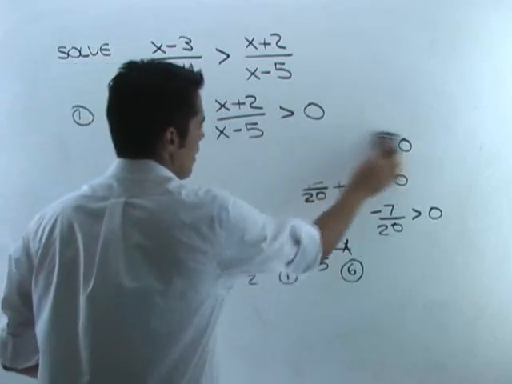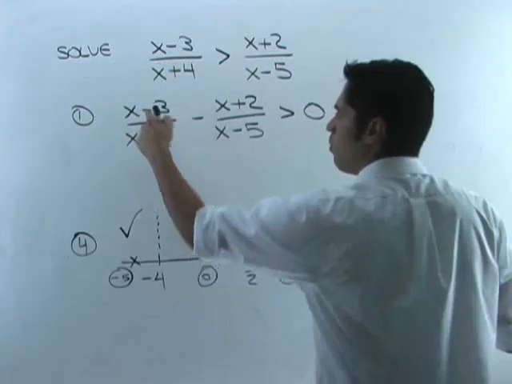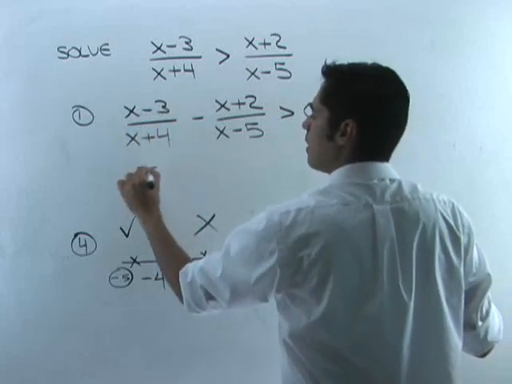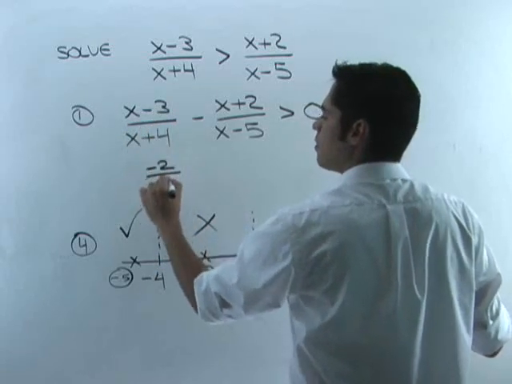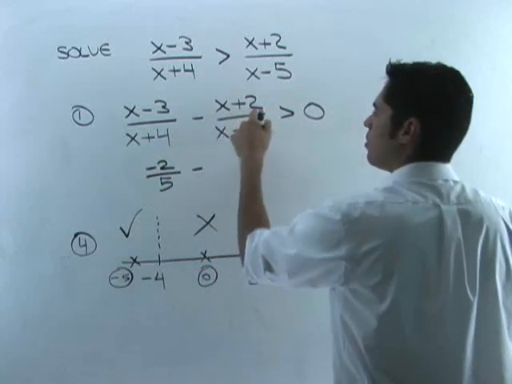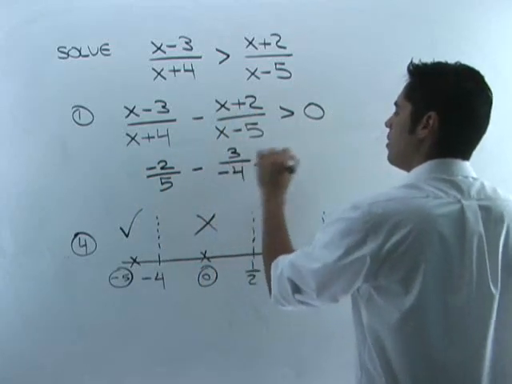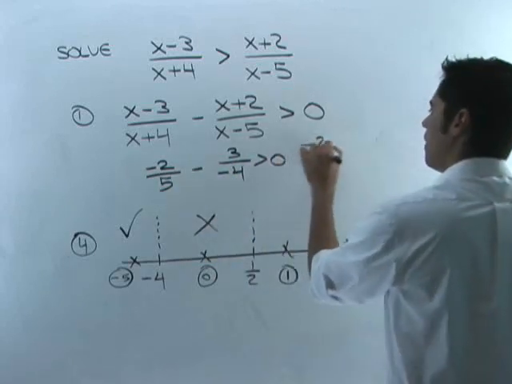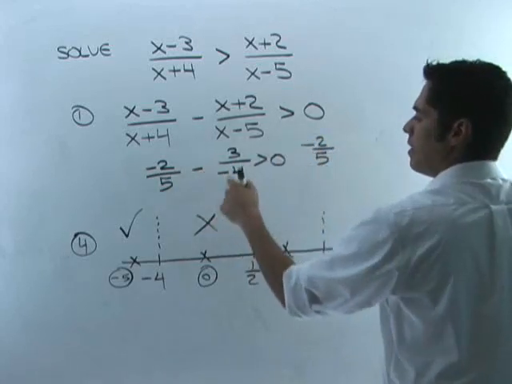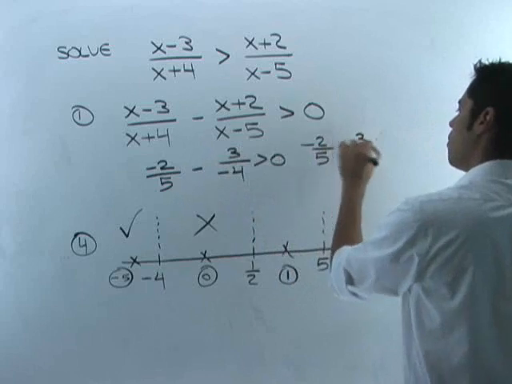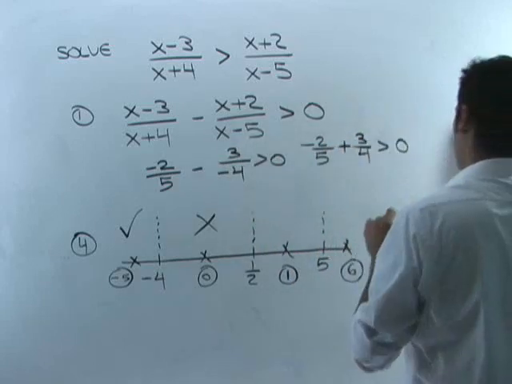So let me plug in 1 now. If I plug 1 in here, 1 minus 3, negative 2. 1 plus 4 is 5. Minus 1 plus 2 is 3. 1 minus 5 is negative 4, greater than 0. Okay, we have negative 2/5. Negative, and this is a negative, so it'll become plus 3/4, greater than 0.